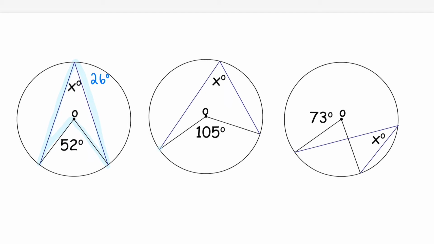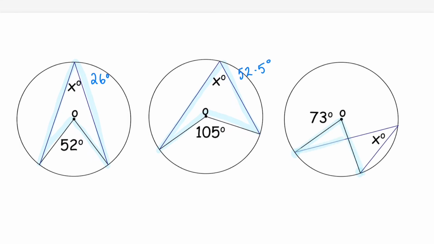We can see here we've got the same thing on this one. It's a little bit wonky, but it's still an arrow shape. So again, we're going to take 105 and half it, and that gives me my angle x, which is 52.5 degrees.